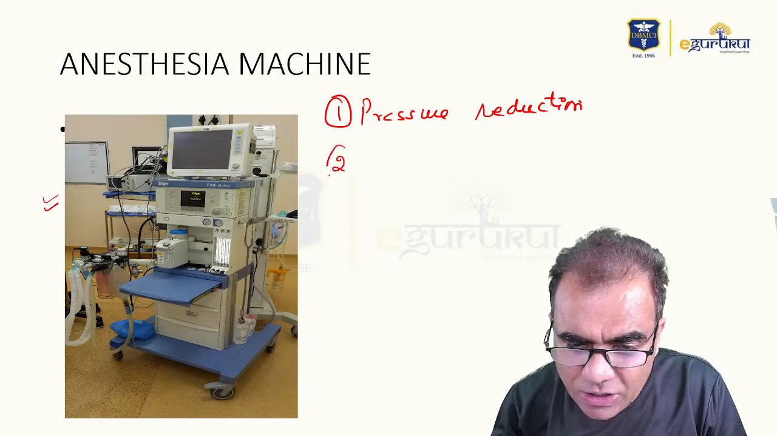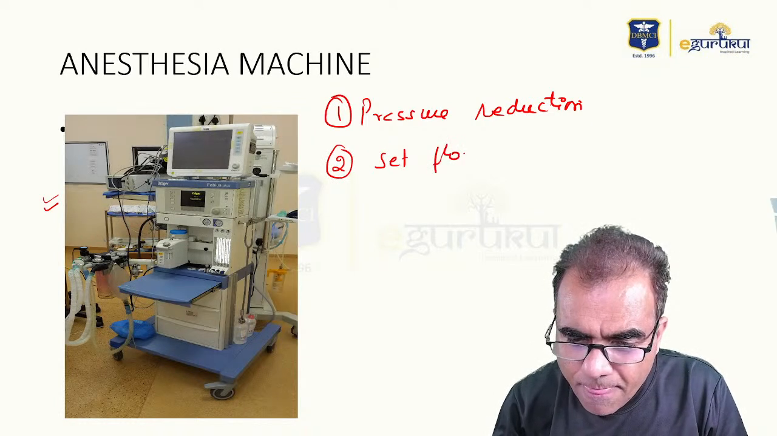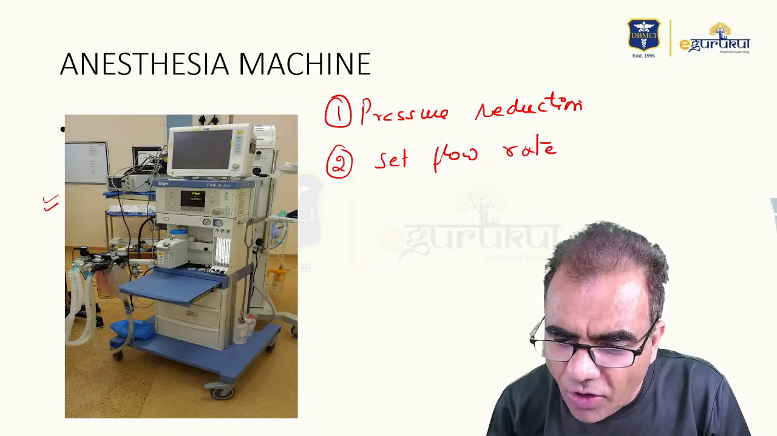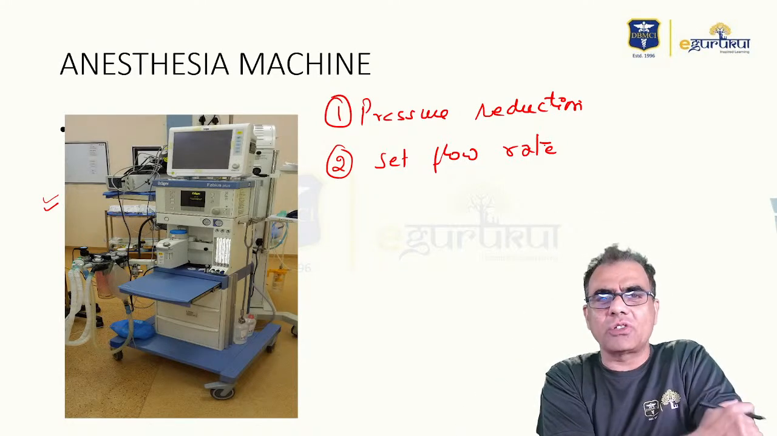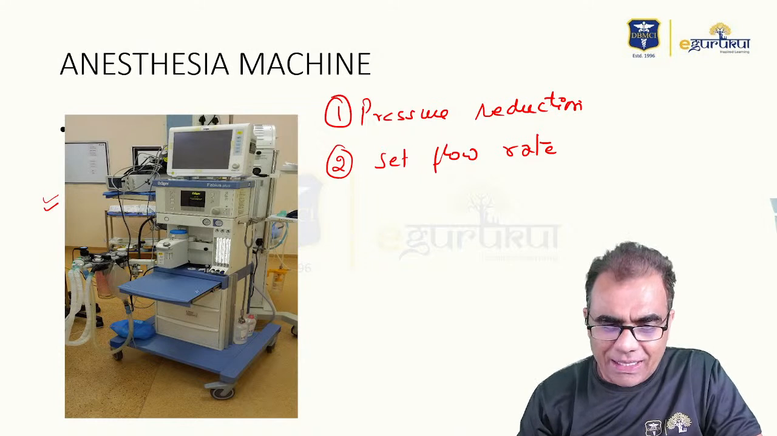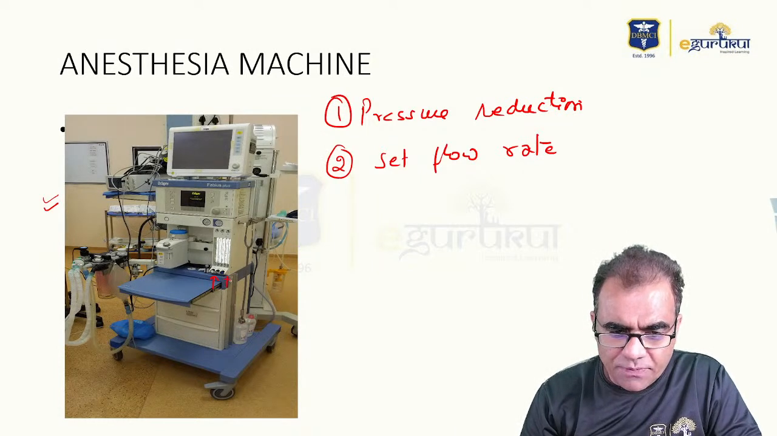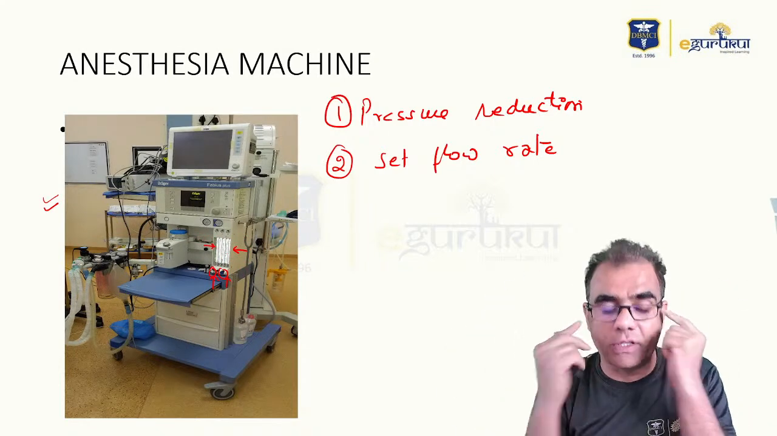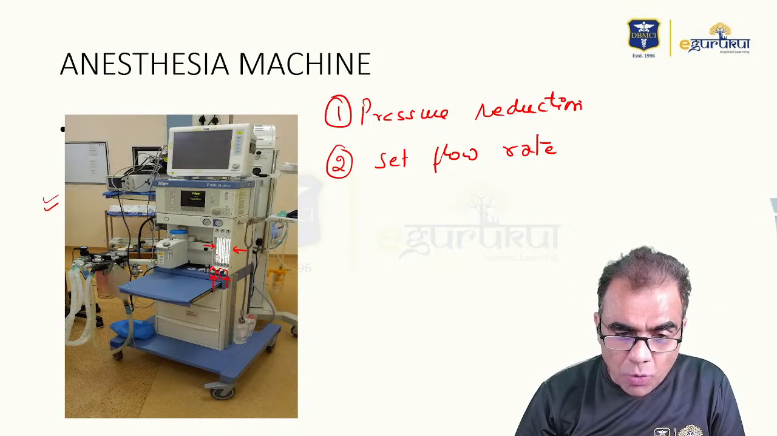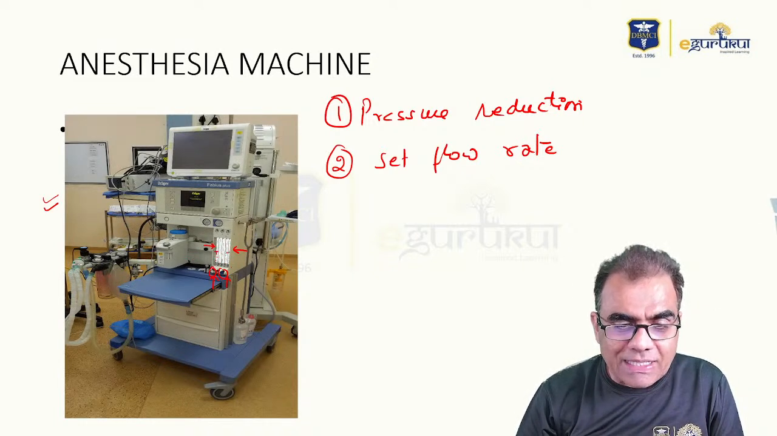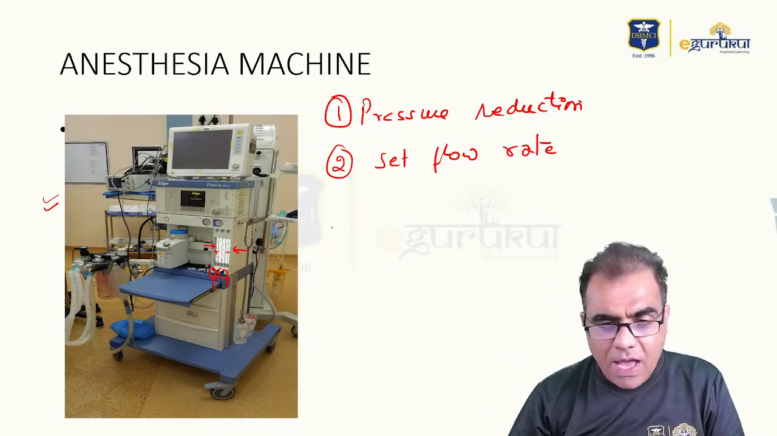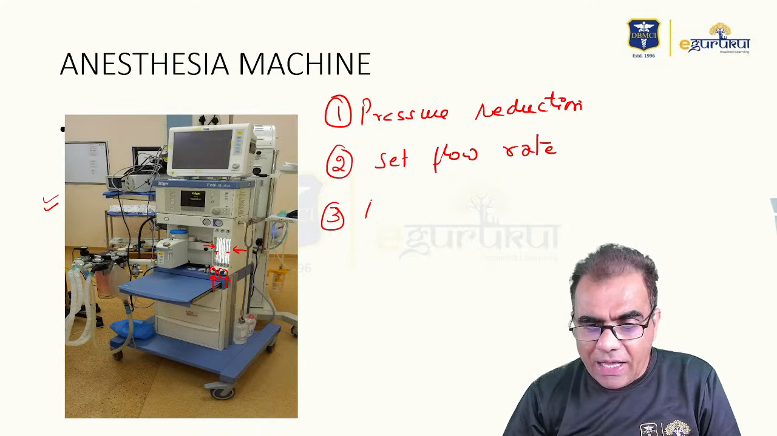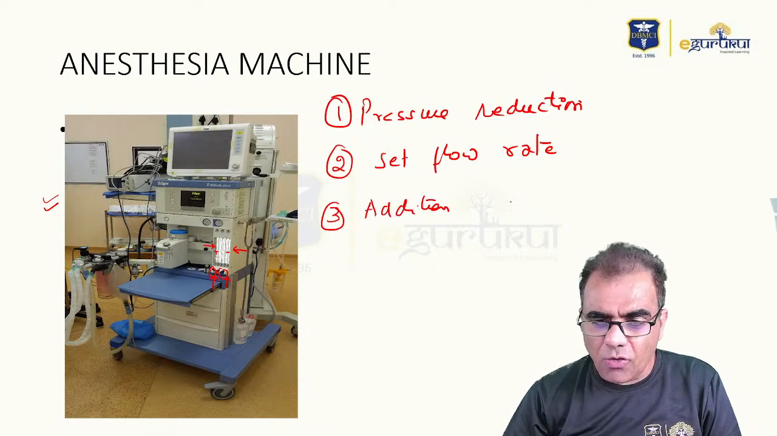Second thing is you can set the flow rates. How much liter of oxygen I should give, how much liter of nitrous oxide I should give, that you can set with anesthesia machine. These are the knobs. By rotating these knobs, you can set flow in these tubes. So you can see how much flow you can set. Say I want to give 5 liter of oxygen. So there are markings in these tubings. So I will keep it at 5 liter, then 6 liter like that. So I can set the flow rate simply. And third thing is addition of volatile agent.